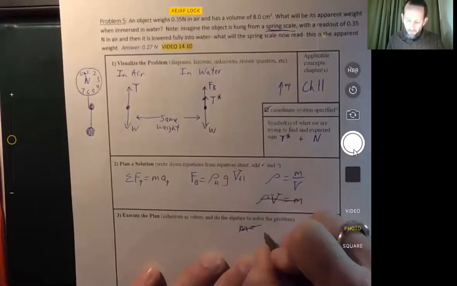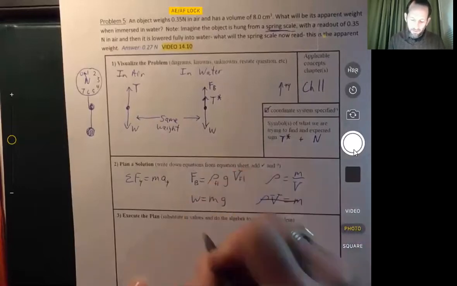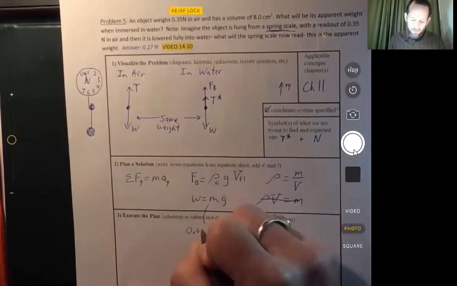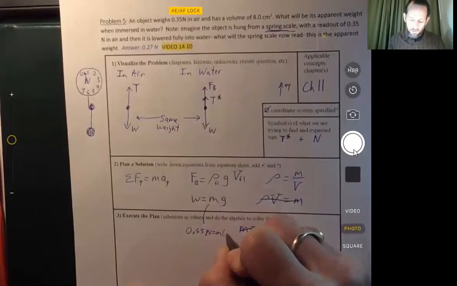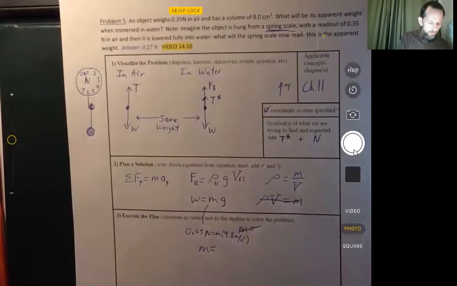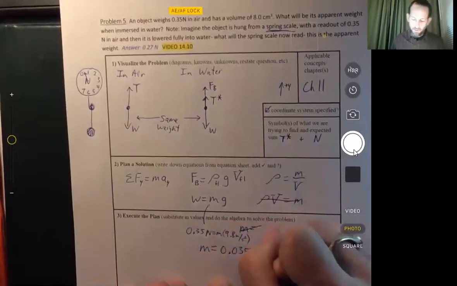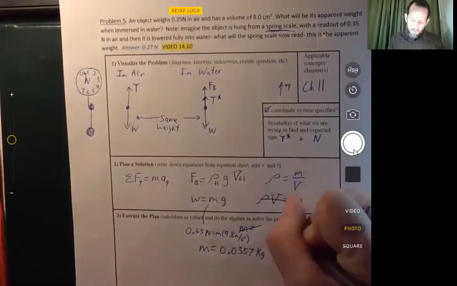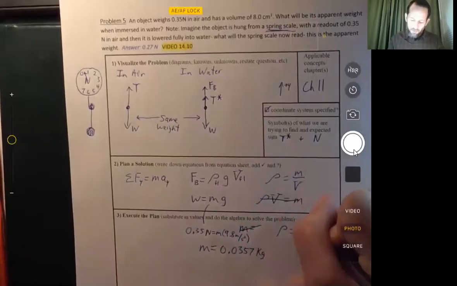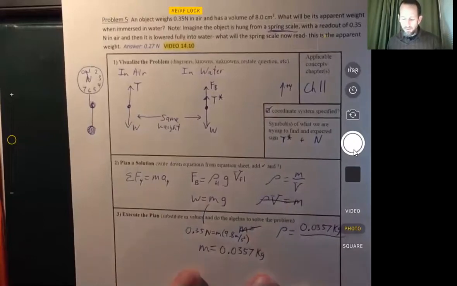We already know the mass. Well, we know the weight. So let's put that on here as well. Weight equals mg. And so 0.35 newtons equals m times g. And so the mass, 0.35 divided by 9.8, is 0.0357 kilograms. And so we're going to use that to find the density: 0.0357 kilograms divided by, well, it's 8 cubic centimeters, but we want to do this in SI units.